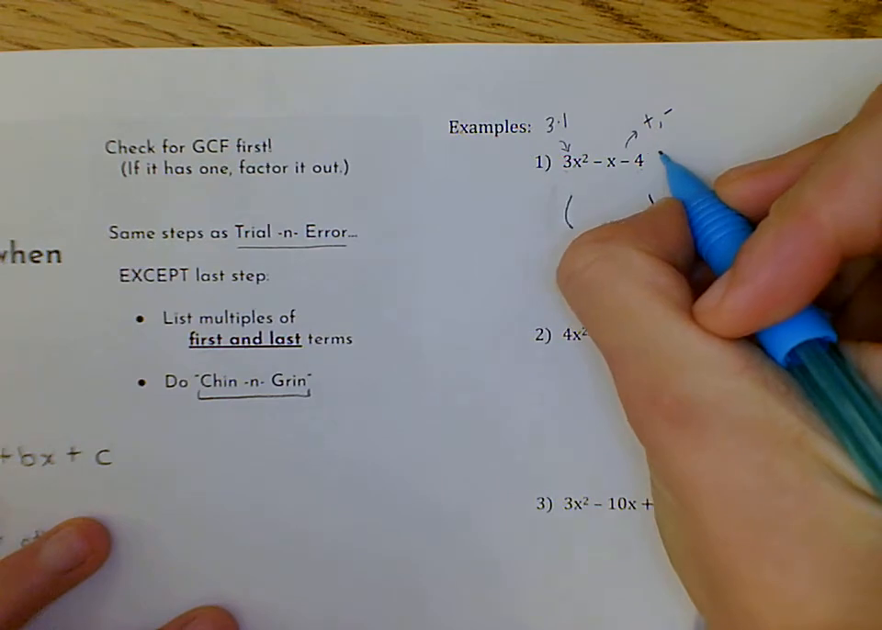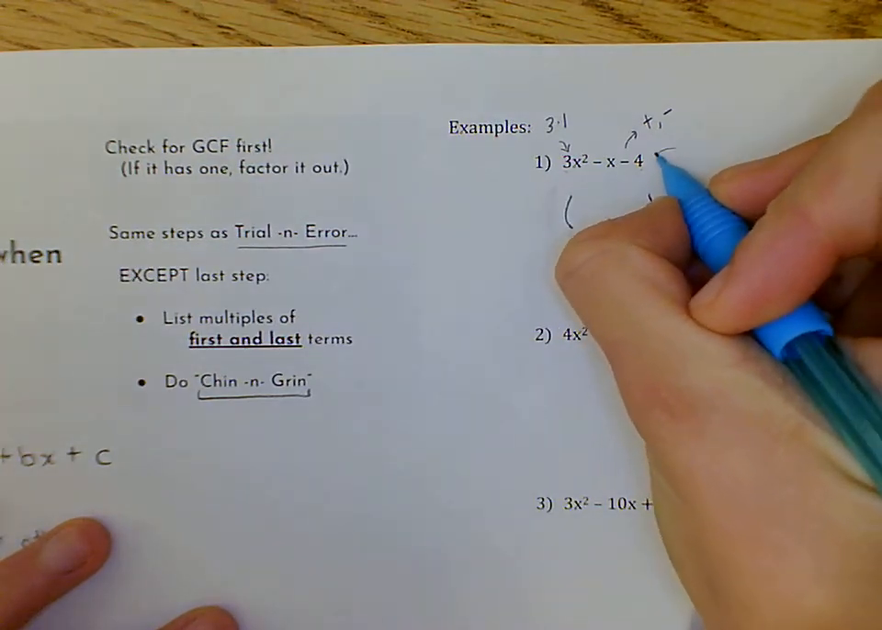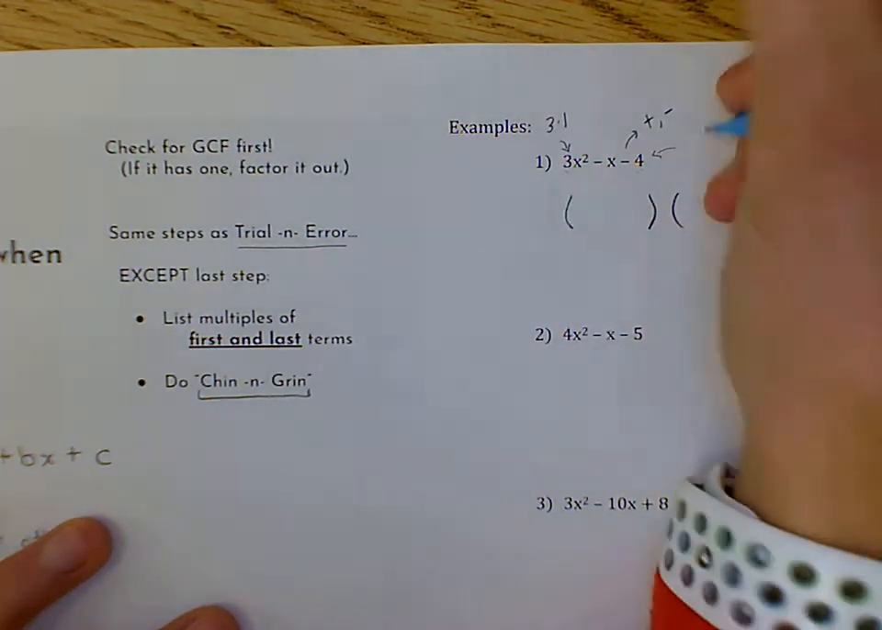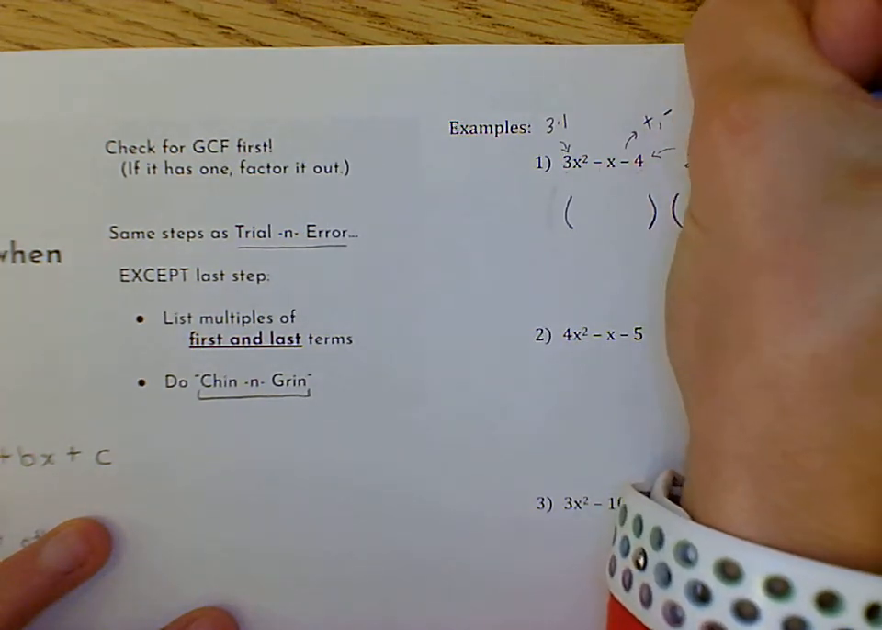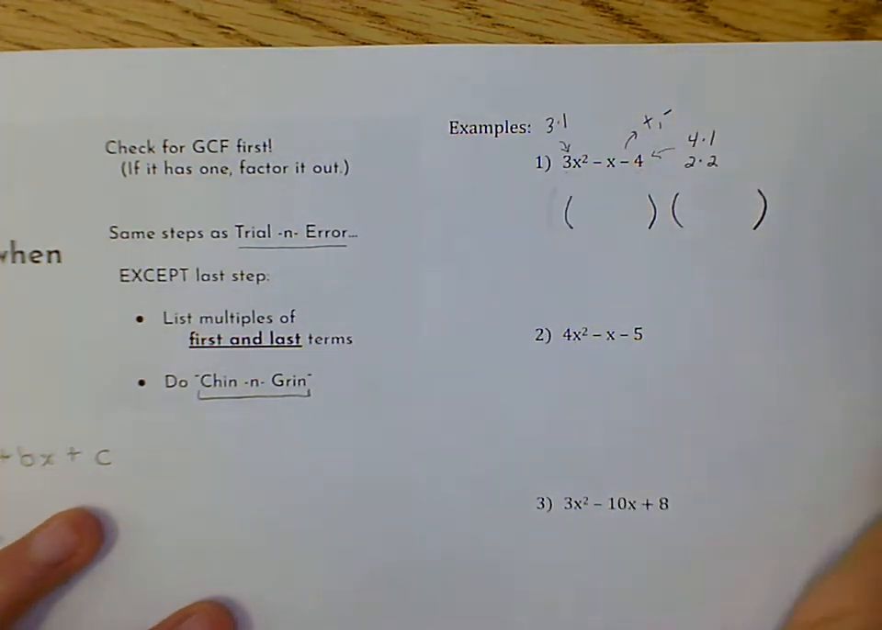So now we list out what multiplies to give you the last term. So what multiplies to give me 4? Well, we got a 4 and a 1. And then also 2 times 2 will give it to me, okay?